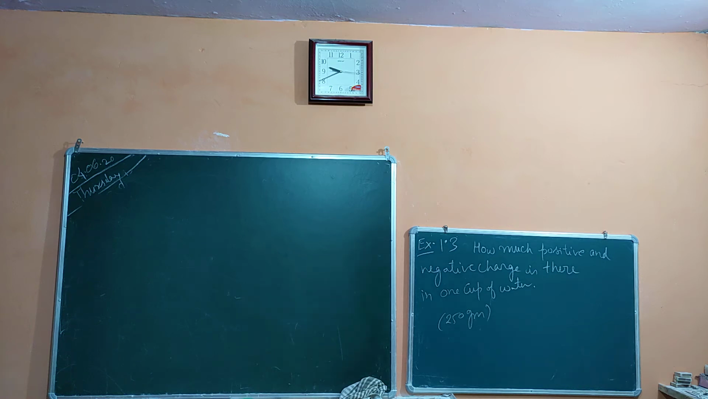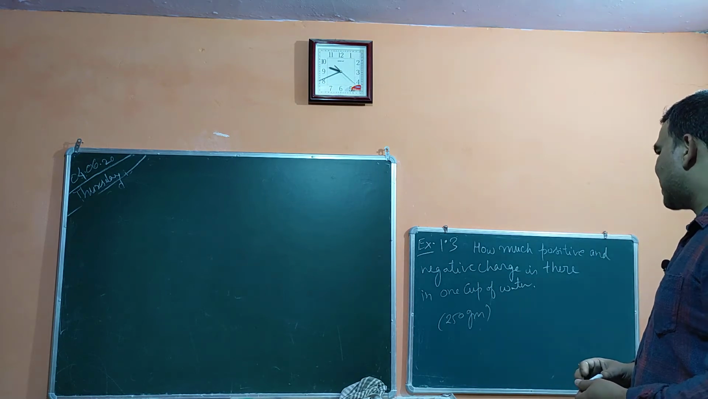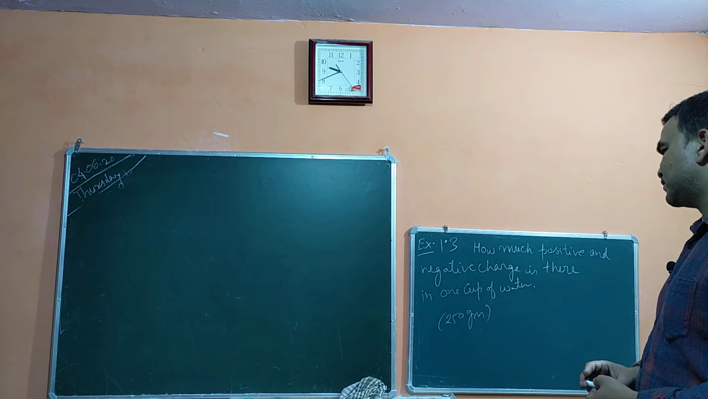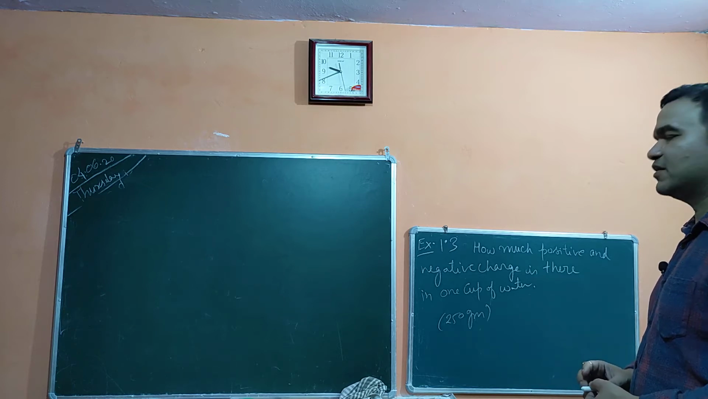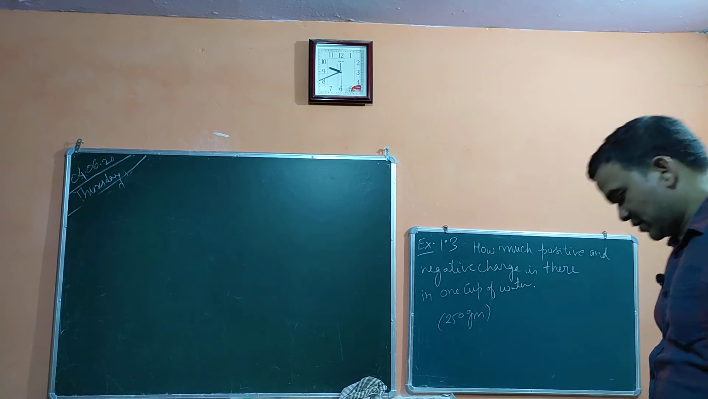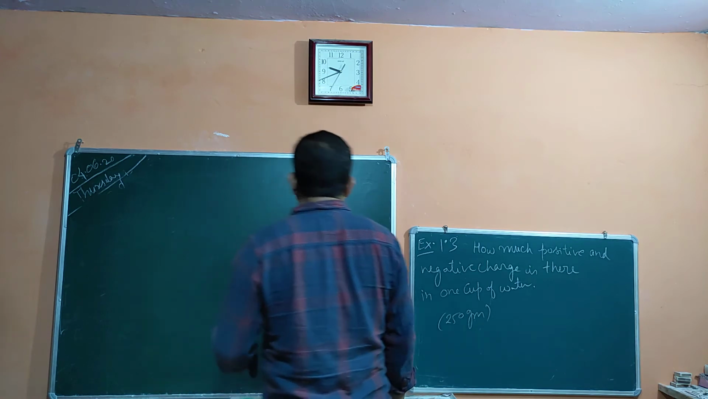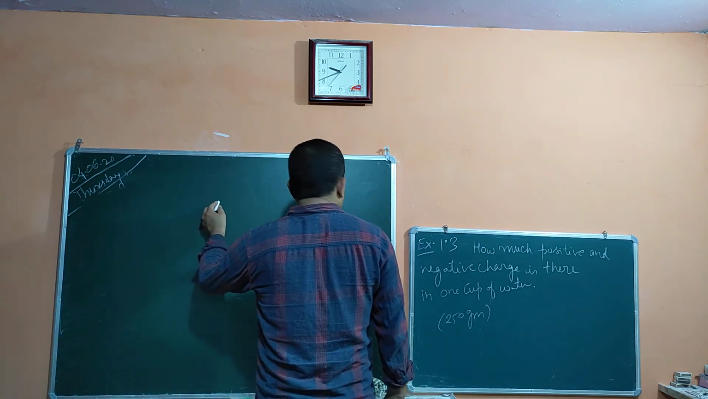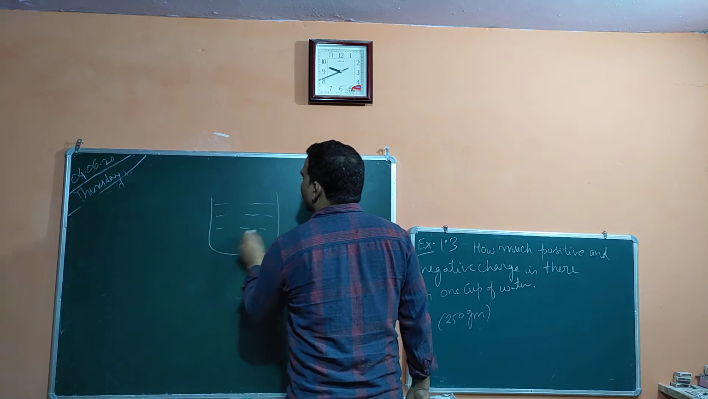So we have problem statement example 1.3. How much positive and negative charge is there in 1 cup of water? I'm assuming the weight of this 1 cup of water is 250 gram. So let's start the calculation of this part. We have 250 gram water.